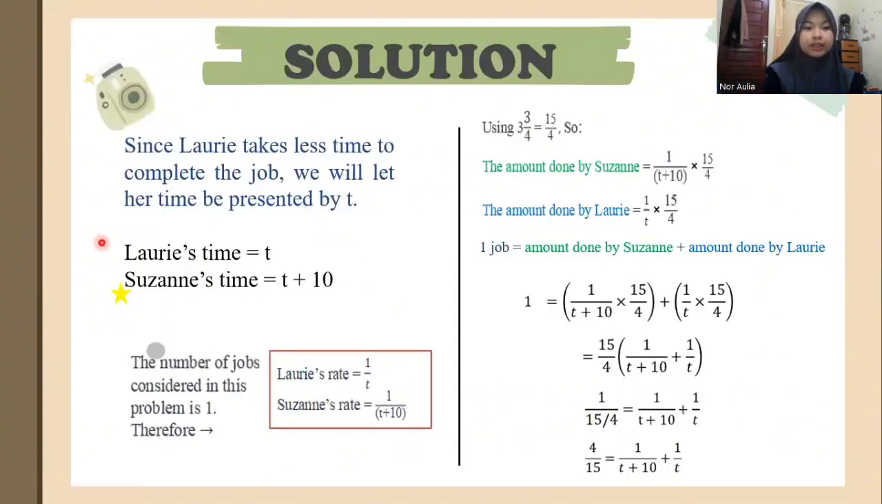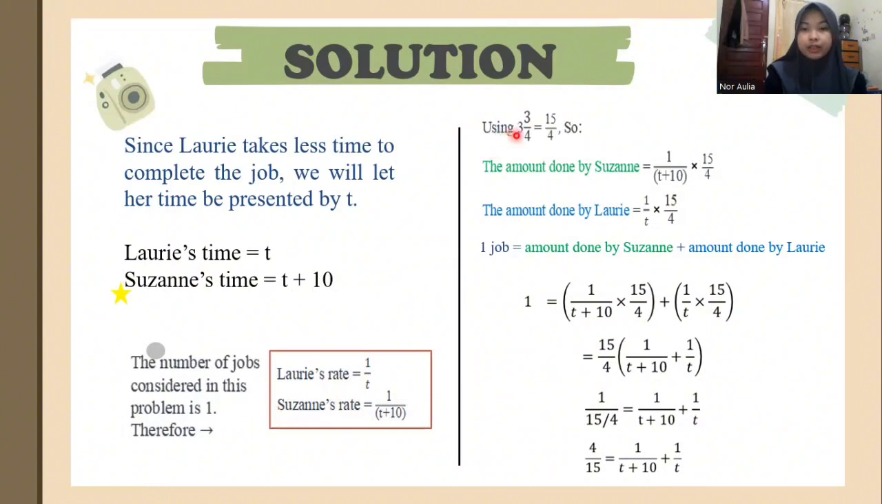The solution goes like this. Since Lauren takes less time to complete the job, we let her time be represented by t. Lauren's time equals t, and Susanna's time equals t plus 10. The number of jobs considered in this problem is 1. Therefore, Lauren's rate equals 1 over t, and Susanna's rate equals 1 over t plus 10.